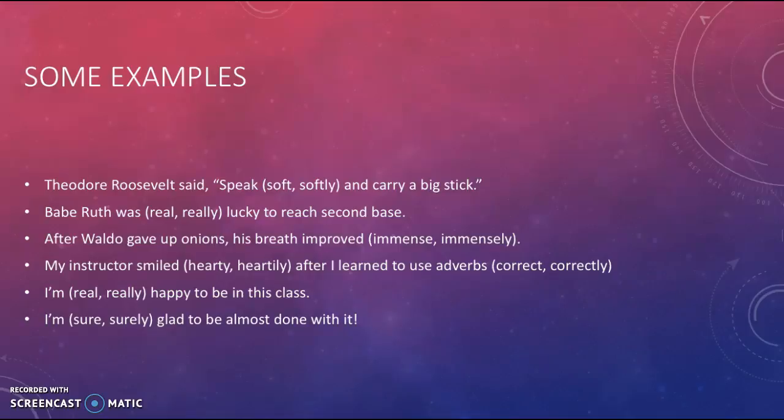Third example, after Waldo gave up onions, his breath improved immense or immensely. How did it improve? It's describing the word improved, which is a verb, and so we need to use the word immensely. Sentence 4, my instructor smiled hearty or heartily. And again, in this case, we're talking about how the instructor smiled, and so it was heartily, describes the verb.